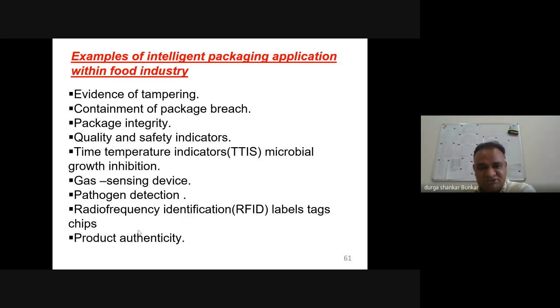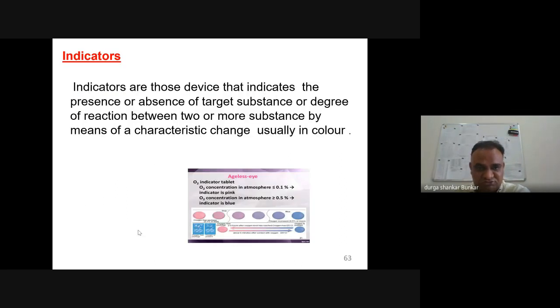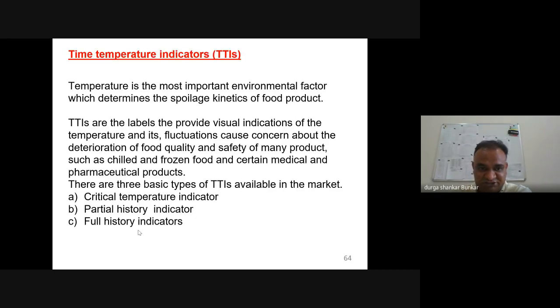An important one is the TTI, the time temperature indicator. This is the most common important factor with which we can observe microbial decay during storage studies. These are some of the indicators: the barcode, RFID, and sensors also. The indicators we use to study the shelf life.